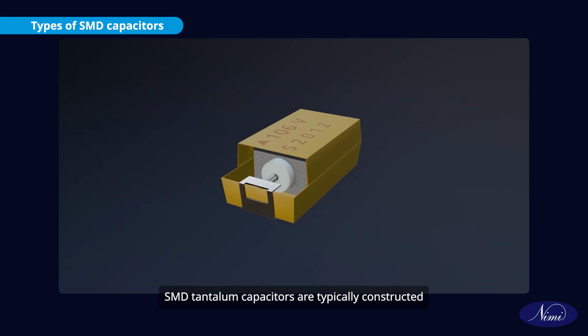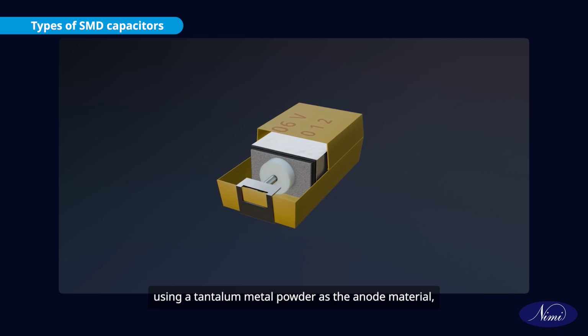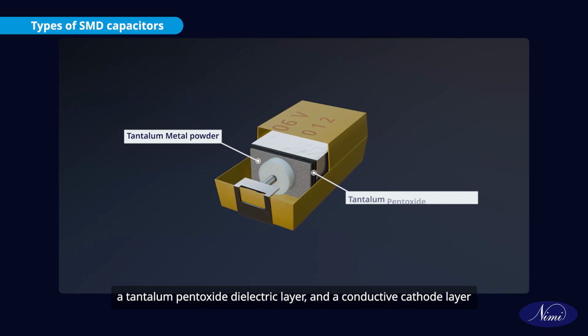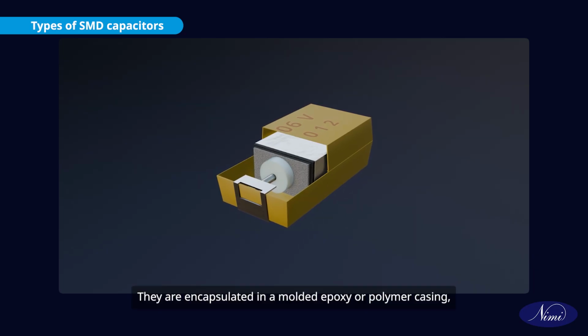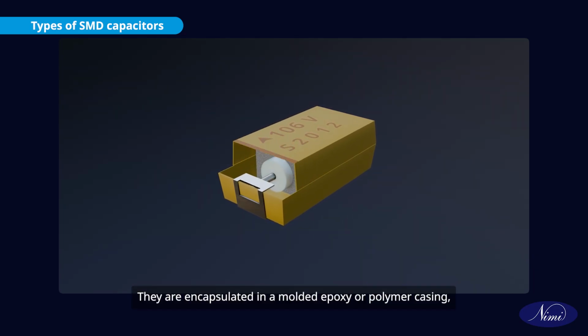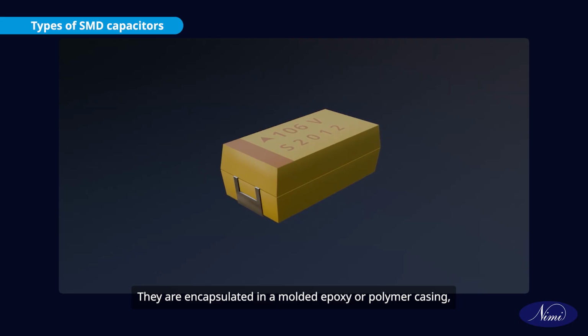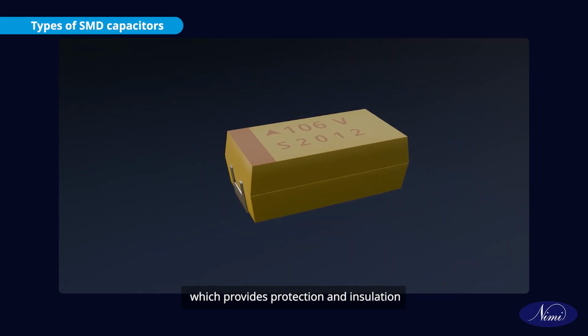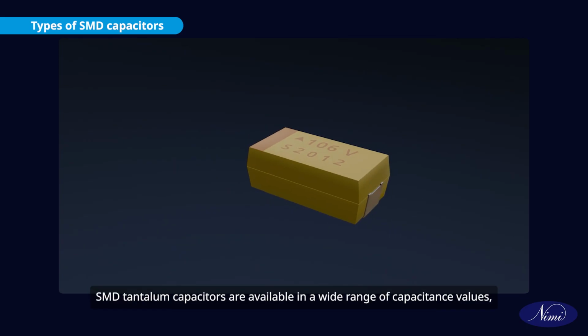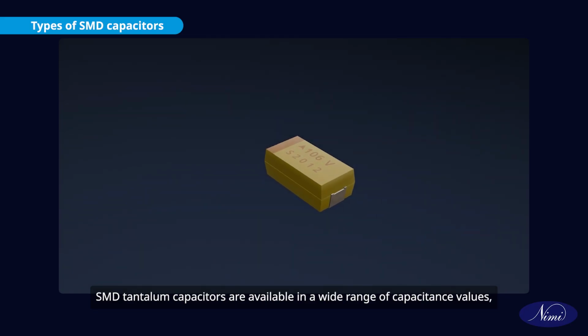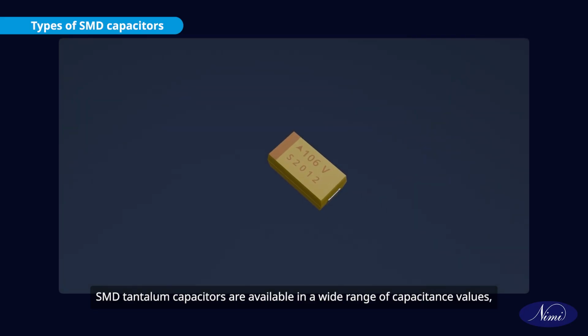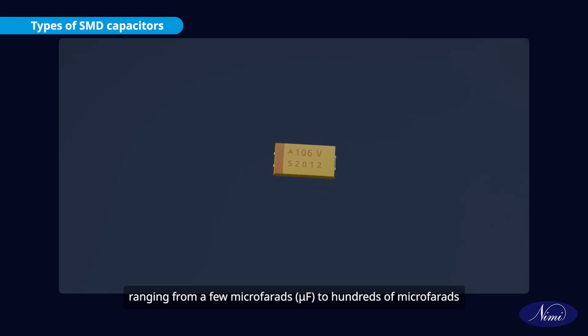SMD tantalum capacitors are typically constructed using a tantalum metal powder as the anode material, a tantalum pentoxide dielectric layer, and a conductive cathode layer. They are encapsulated in a molded epoxy or polymer casing, which provides protection and insulation. SMD tantalum capacitors are available in a wide range of capacitance values ranging from a few microfarads to hundreds of microfarads.